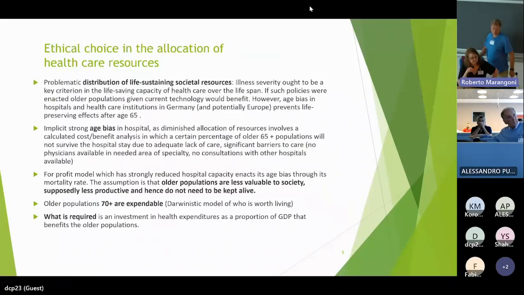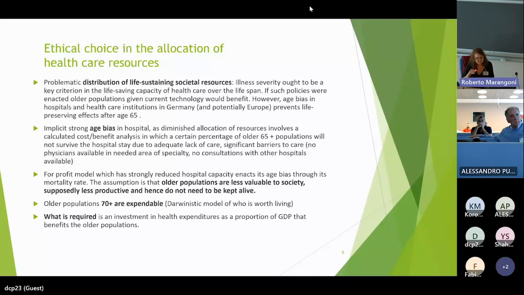All right, wonderful. Okay, so what are the ethical choices in the allocation of healthcare resources? There is a problematic distribution of life-sustaining societal resources, and this is a discussion that societies should have. Illness severities, of course, ought to be the key criterion in the life-saving capacity of healthcare over the lifespan. If such policies were enacted, older populations, given the current technology, would benefit. However, I want to argue age bias in hospitals and healthcare institutions in Germany prevents life-preserving effects after age 65.